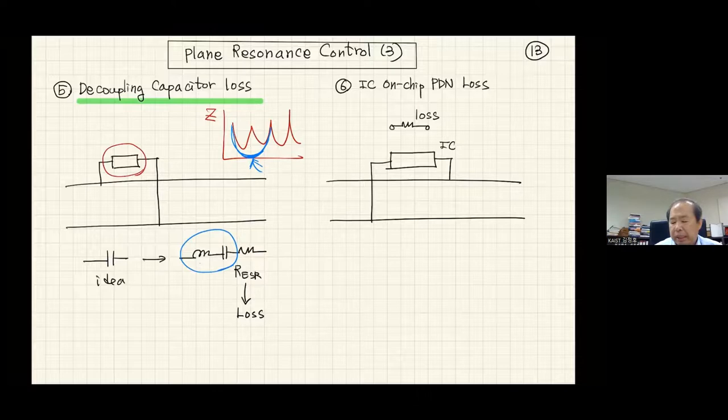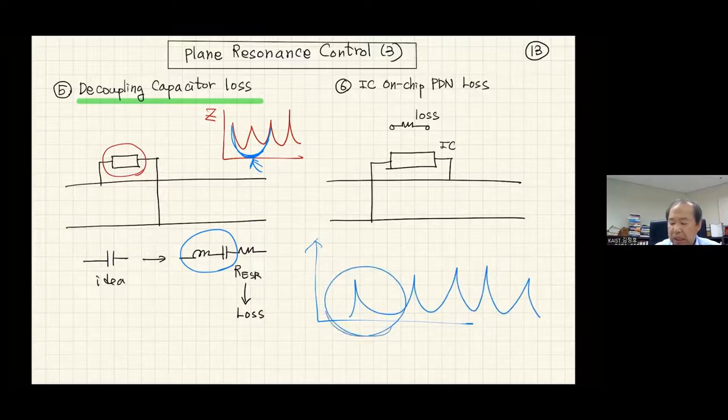What I'm saying is your power and ground plane is going to have some resonances. Certain resonances can be suppressed by putting some decoupling capacitors. Because of the self-inductance of decoupling capacitors, it's going to have high impedance above this region. But you remember that a decoupling capacitor has a self-resonance frequency. So around that resonance frequency, we can remove these peaks.